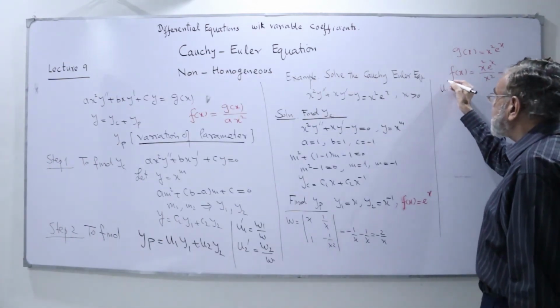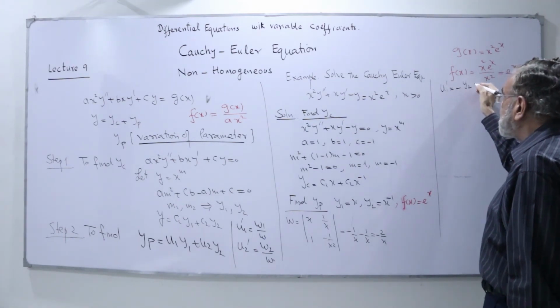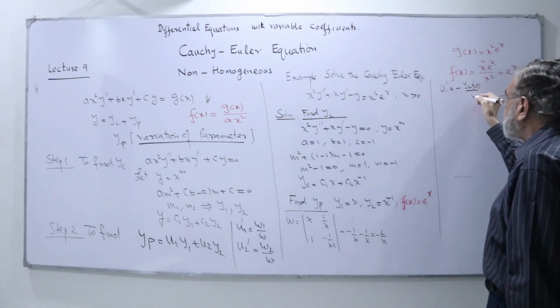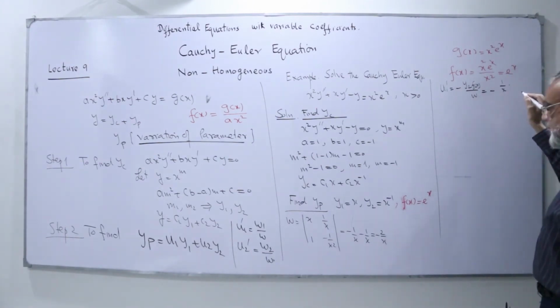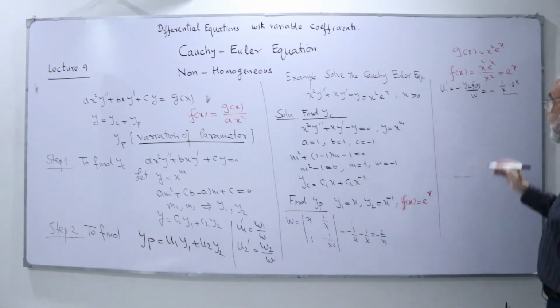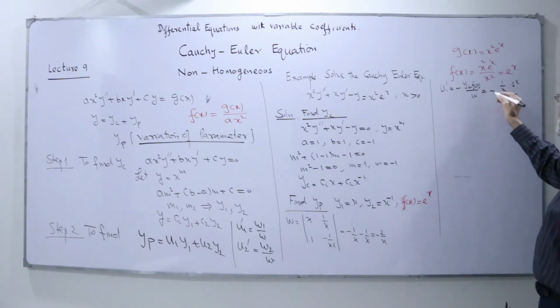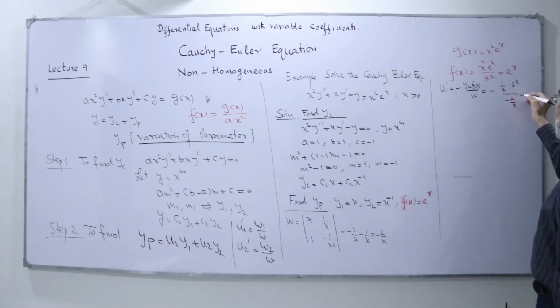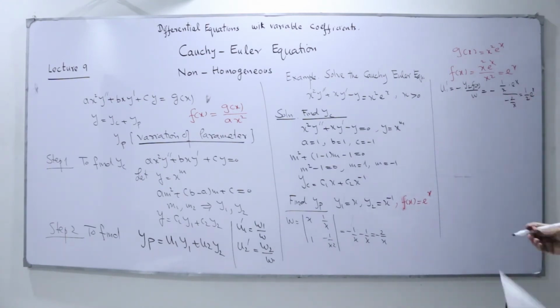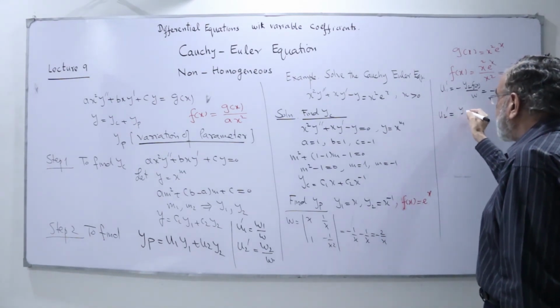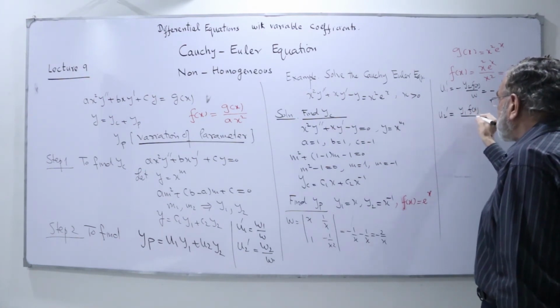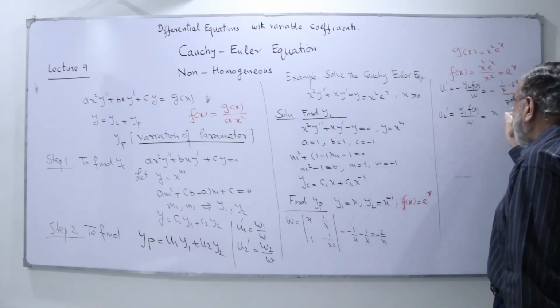Now I write the formula for finding u1. My u1 dash is equal to minus y2 f of x over W. What's my y2? My y2 is 1 upon x. What's my f of x? My f of x is e to the power x. What's my W? My W is minus 2 upon x. So minus is cancelled, x is cancelled with x. We get here 1 by 2 e to the power x. This is u1 dash. Now write my u2 dash. My u2 dash is equal to y1 f of x over W. What's my y1? My y1 is x.